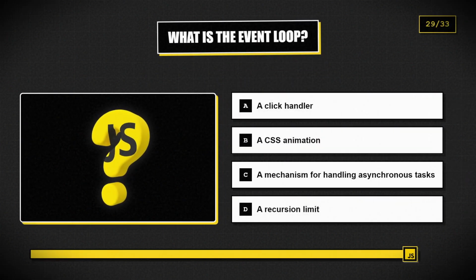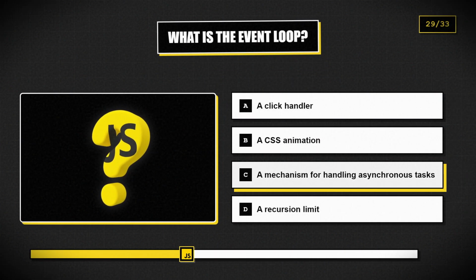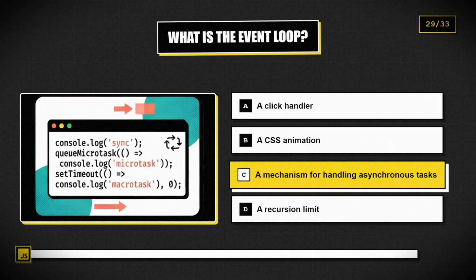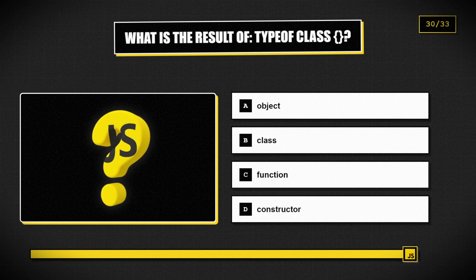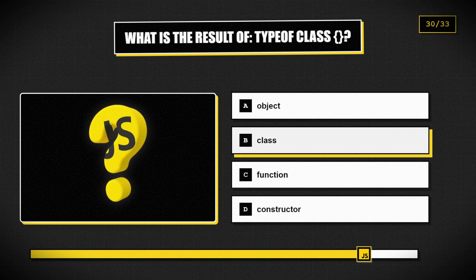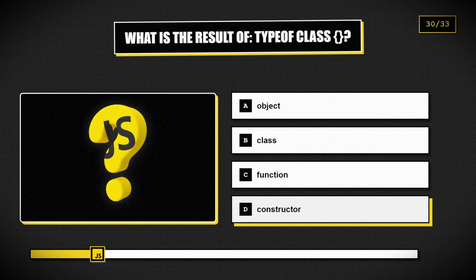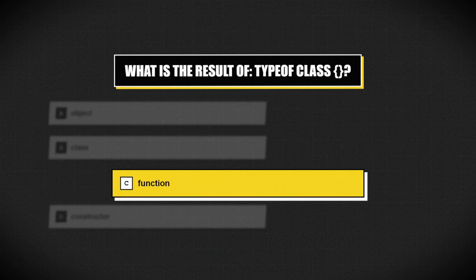What is the event loop? The event loop is a mechanism that manages the execution of asynchronous code in tasks. What is the result of typeof class? Classes in JavaScript are technically special functions, so it returns function.